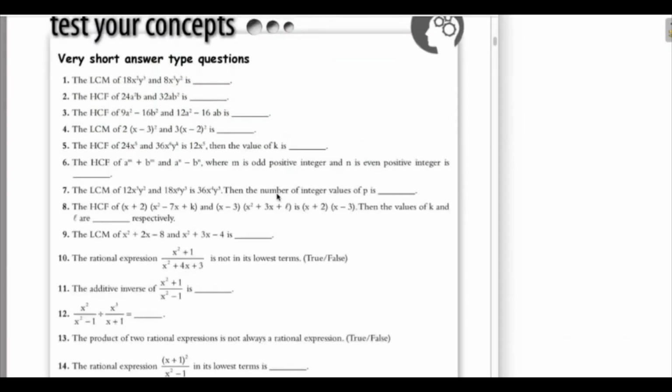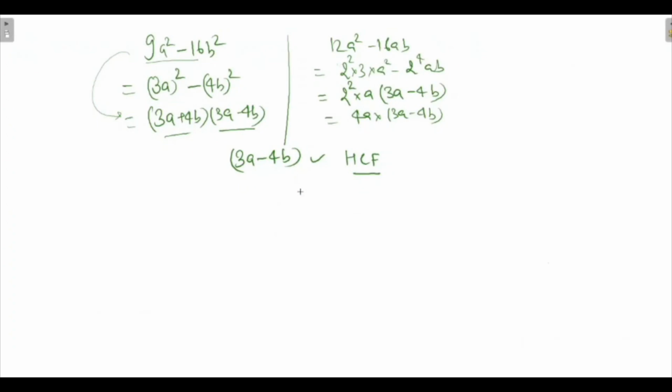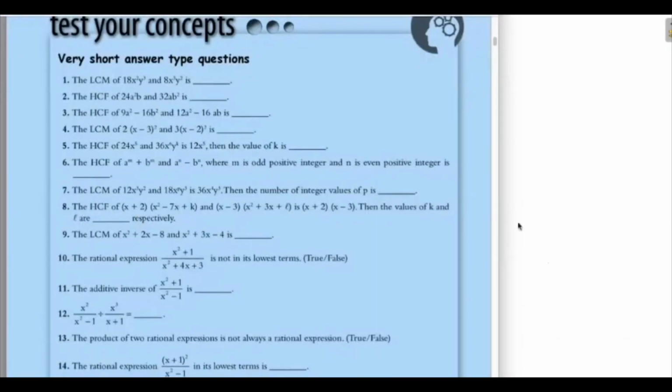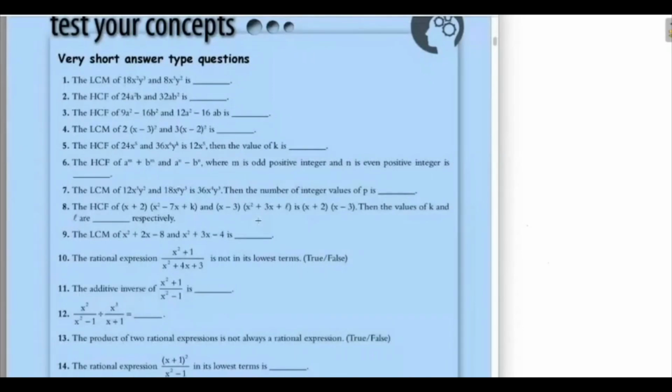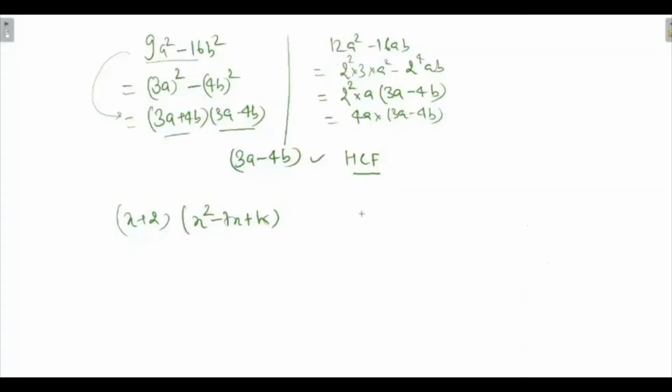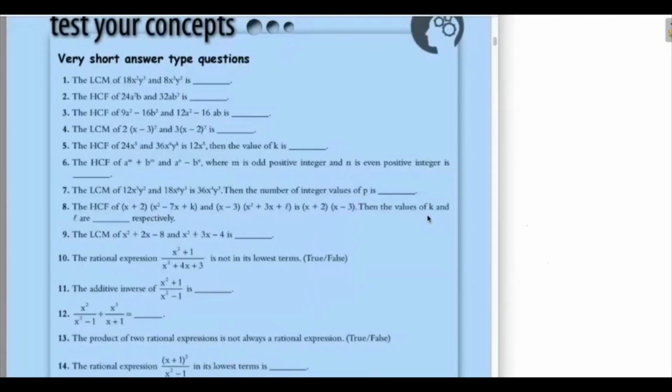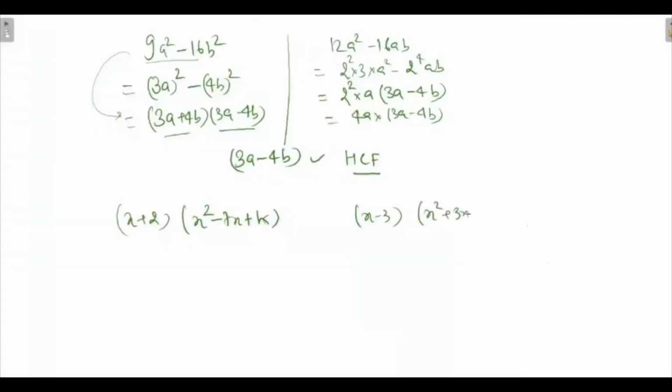There is another problem I just saw, and it again requires a little bit of thinking, but it's good to do this practice. So read this question, number 8: HCF of x plus 2 into x squared minus 7x plus k, and another expression, x minus 3 into x square plus 3x plus l.